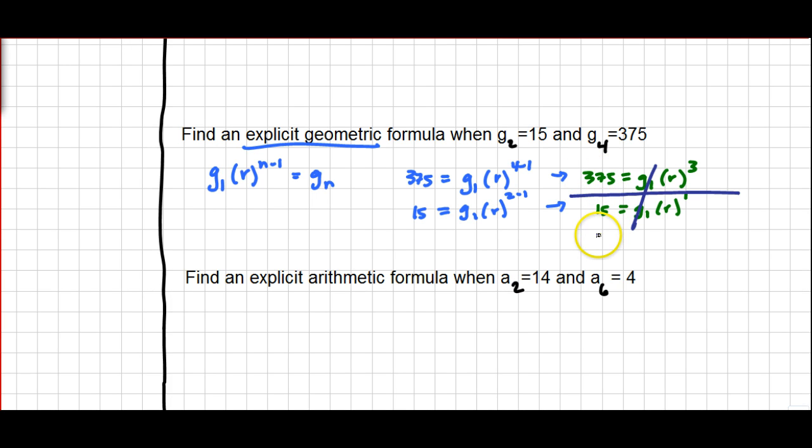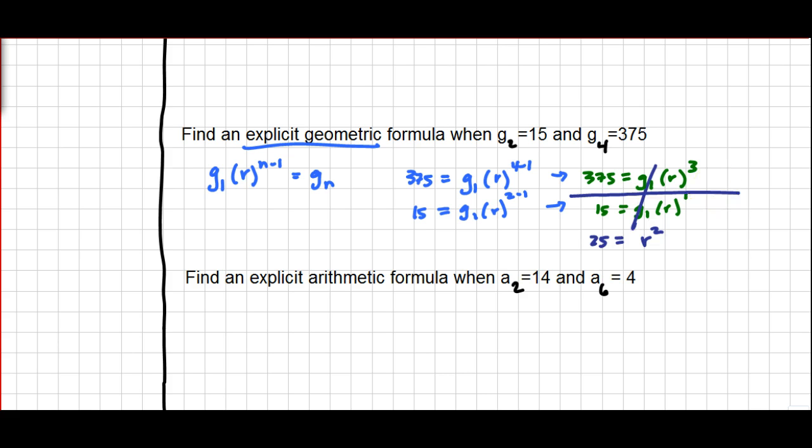375 divided by 15, we can figure that out. That's 25. The G sub 1's have canceled. And for the R values here, if you have R times R times R on the top, R cubed, divided by just R to the 1 on the bottom, we've got R and R there that are going to cancel, leaving us R squared on the top. The property of exponents that's happening there is you could also think about the exponents subtract.